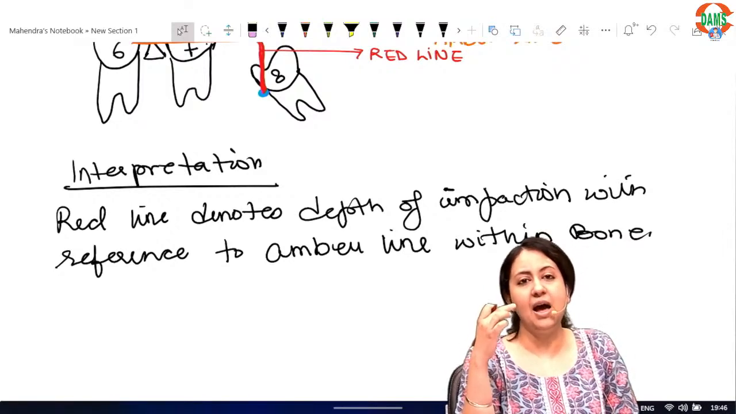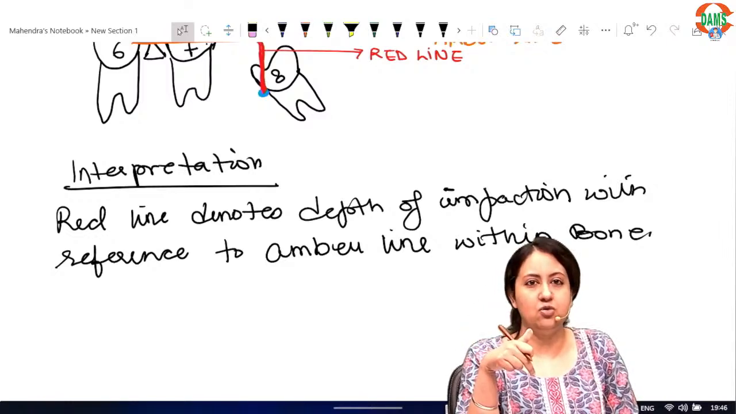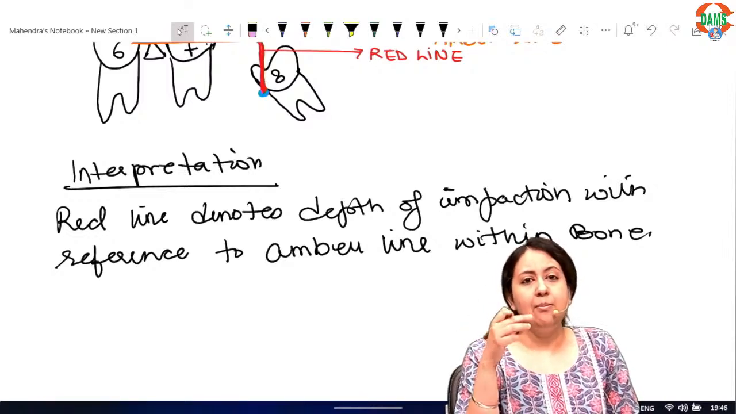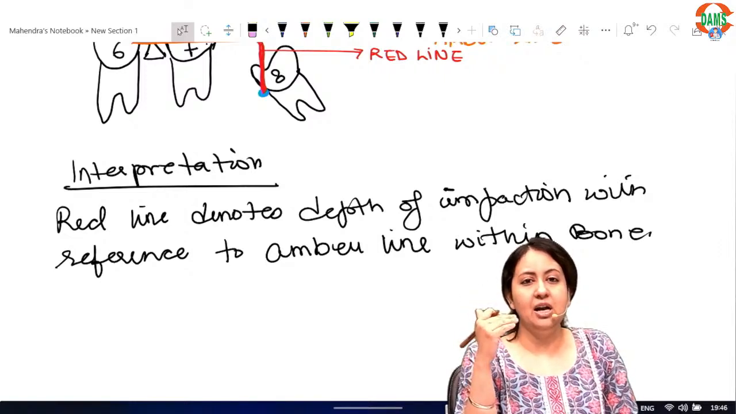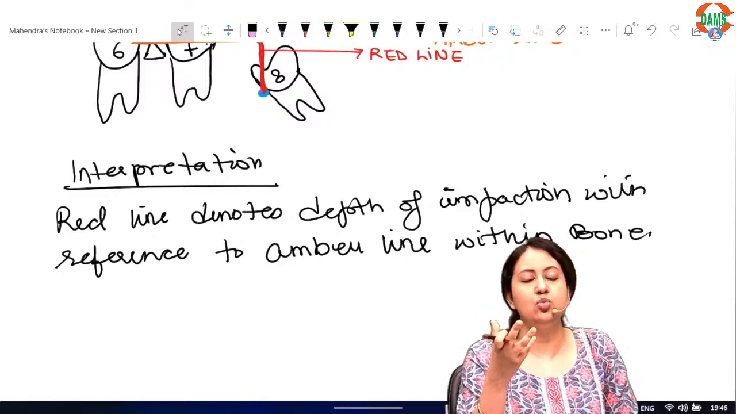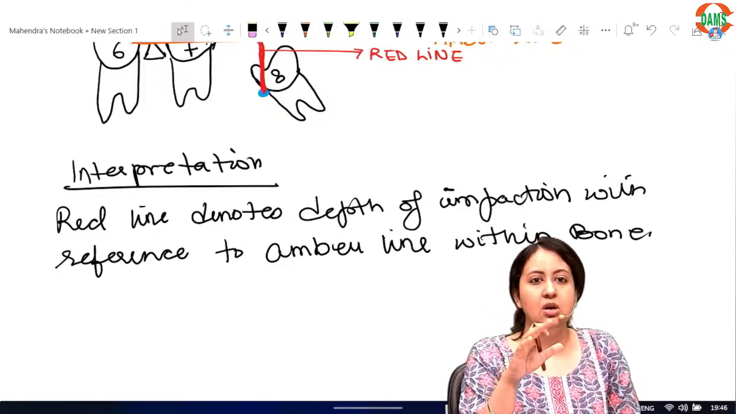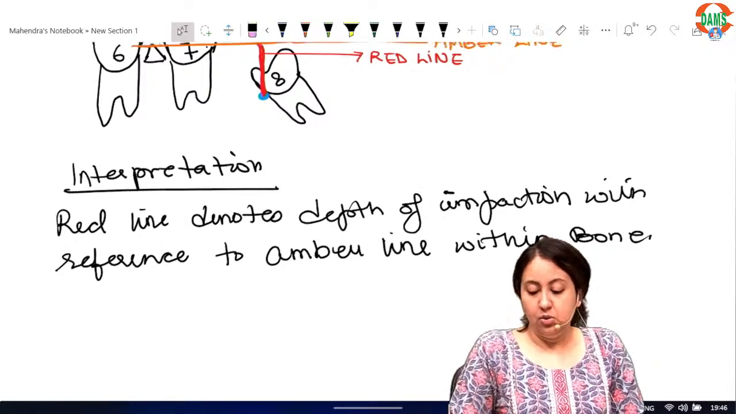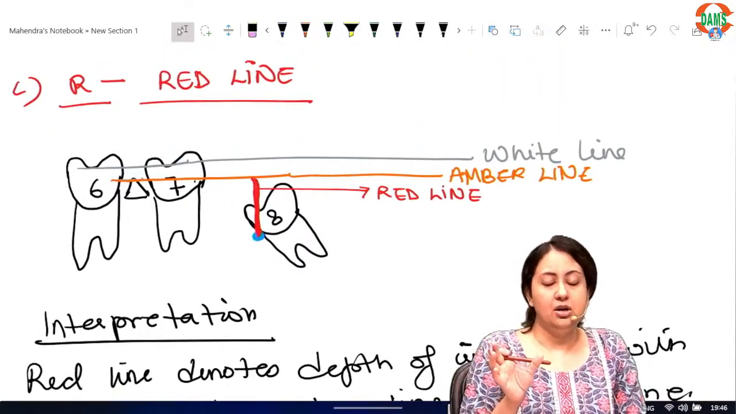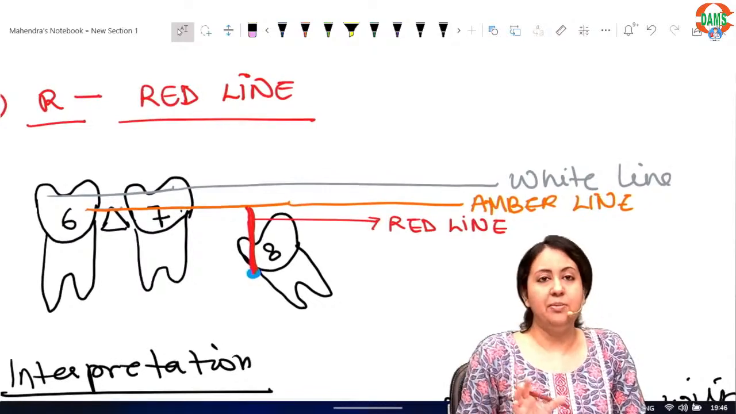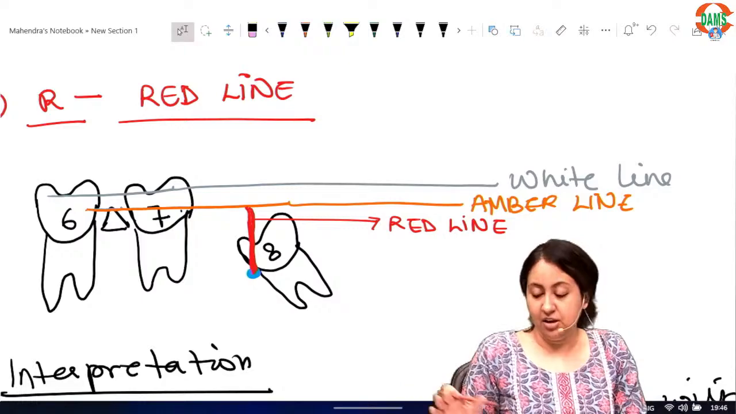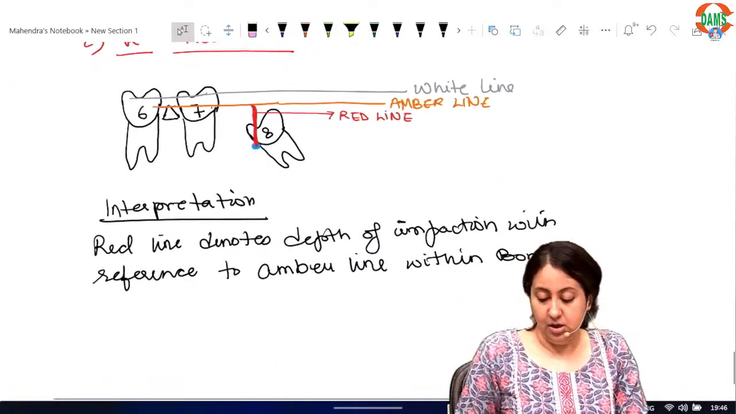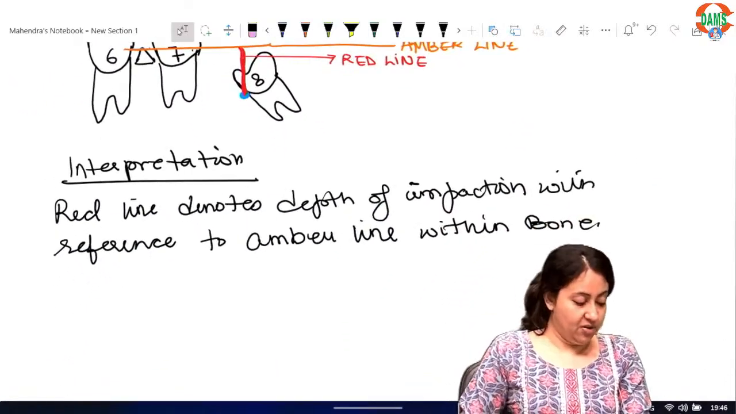Why? Because we started from the amber line to draw the red line. And what was the amber line? It was our bone line. White line was our occlusal line. Amber line was our bone line. So it denotes the depth of impaction with reference to the amber line within the bone. Okay, simple. You don't need to mug up what it denotes. Just try to remember this diagram. If you keep revising these diagrams, you will automatically remember in exam. All right. So this is the interpretation of red line.